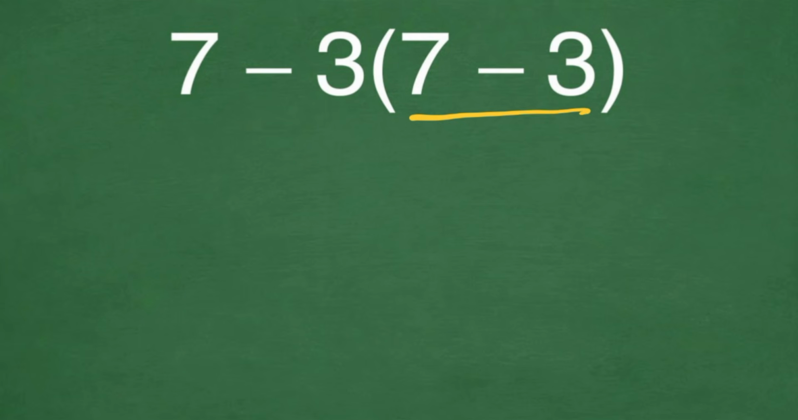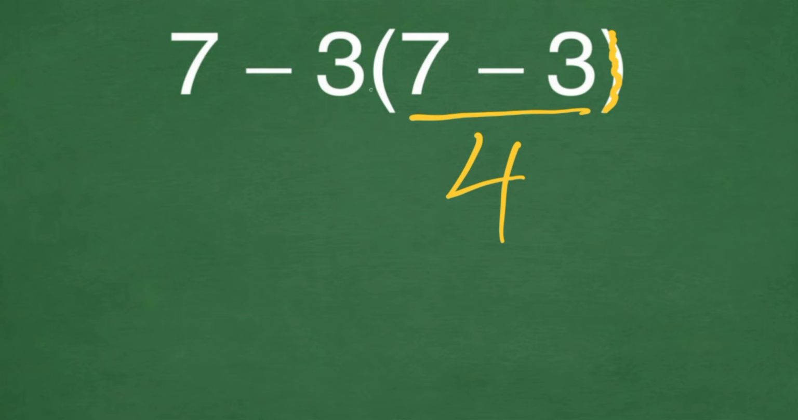7 minus 3 gives us 4, and we did this right because the first thing to solve is parentheses. After we solve the parentheses, we are allowed to move to the other arithmetic. We are allowed to move to exponent, right? But in our equation we don't have exponent, so let's move on to multiplication or division. Do we have a multiplication? Yes, we have a multiplication, because if a number is placed next to a parenthesis, that means multiplication.